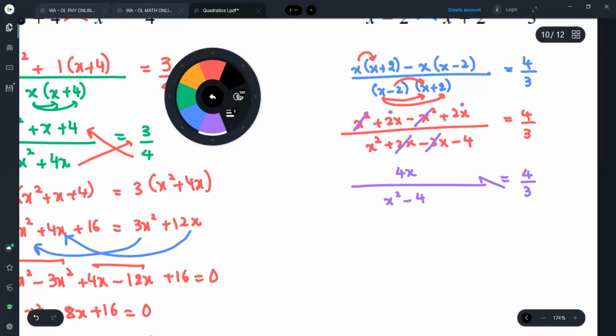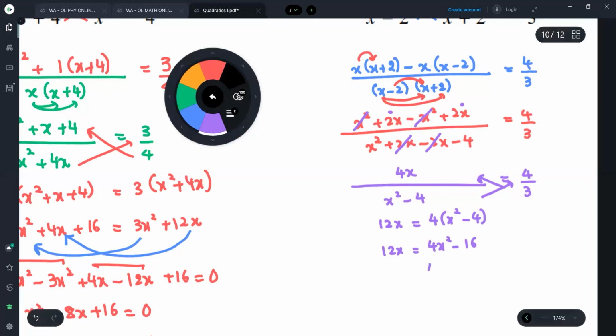So you will not cross multiply until you've simplified the expression, right? So now cross multiply. So it's going to be 12x. Yes or no? Yes. So 4, bracket open, x squared minus 4. Yes or no? Yes. 12x equals 4x squared minus 16. Very good. Now bring all the terms on one side.